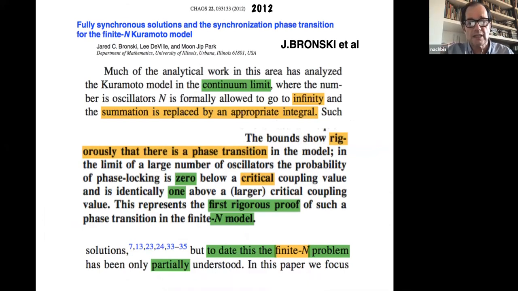And you can see here in the bottom that he says that this represents the first rigorous proof for a phase transition in a model with finite n, right? And to this date, at the very bottom, you see this finite n model is only partially understood. And this is a much simpler model than the one I am using, okay? Which I'll remind you of in just a second.